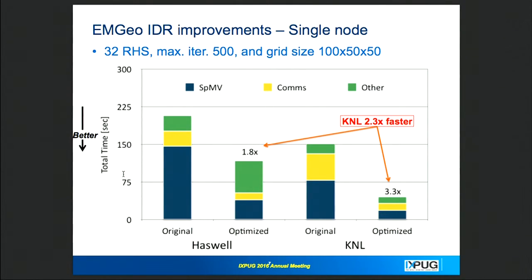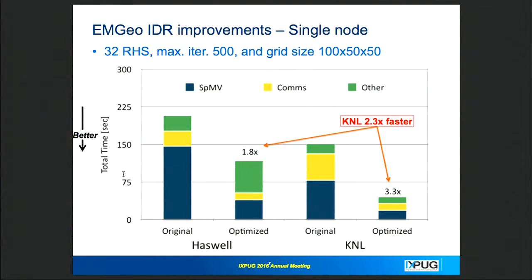I just want to note that we are running all the codes using two threads per core, regardless of MPI or OpenMP. And we are running on the MCDRAM only, in flat mode.